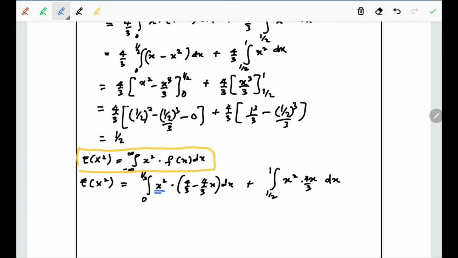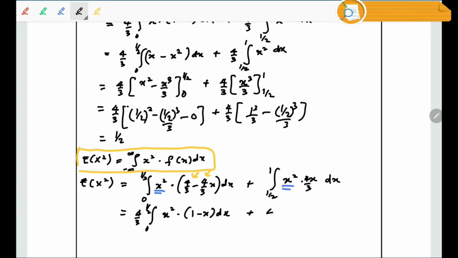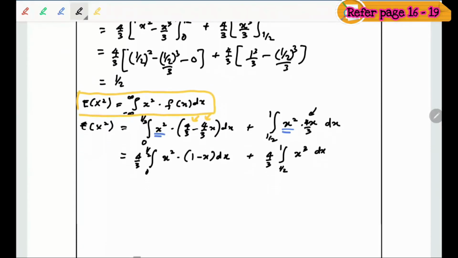Okay, this is something that you have to remember, that you have to multiply x squared for all those functions. And then we are going to simplify. The same way, I'm going to factor out this 4 over 3. So outside here should be 4 over 3. And then with the limit, x squared needs to be expanded with 1 minus x dx, plus we factor out the 4 over 3 also. And then x squared multiplied with x will give you x cubed. This is the limit 1 over 2 until 1.